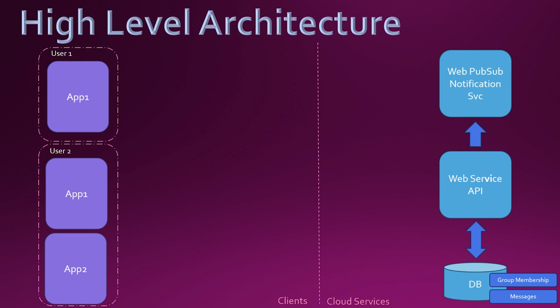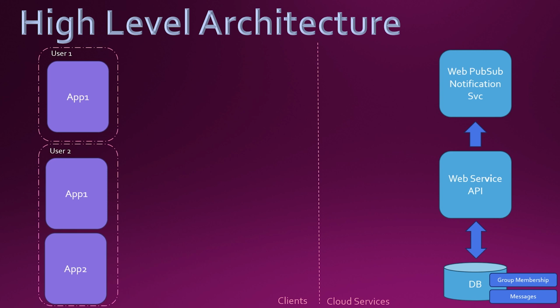Let's go through my high-level architecture. On the right side of my diagram, I have my cloud technology. I use Azure Web PubSub service that facilitates the communication between a publisher and subscribers. Below it, I have my web service API that will handle communication requests from application instances and publish notifications to Azure Web PubSub, as well as interact with my database. On the left of the diagram, I have two users running their group chat application.